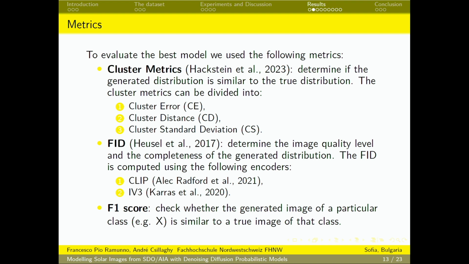Then we have the F1 score, because we also wanted to judge whether our labeling system was working as it should. So, for example, if we tell the model to generate an image of an X flare, is it actually similar to a true image of an X flare and not, for example, to an image of a C flare? That's the idea. So we train a classifier on true data and we test it on generated data to see if they match.